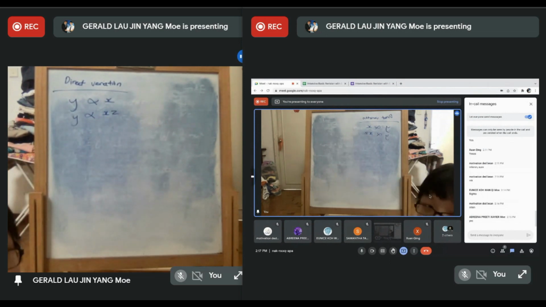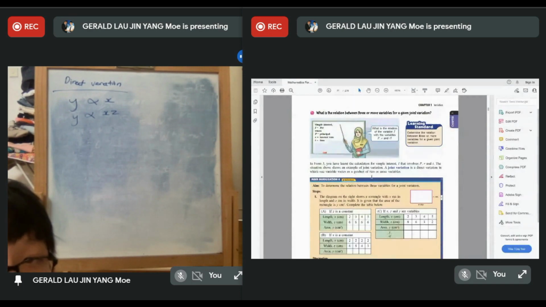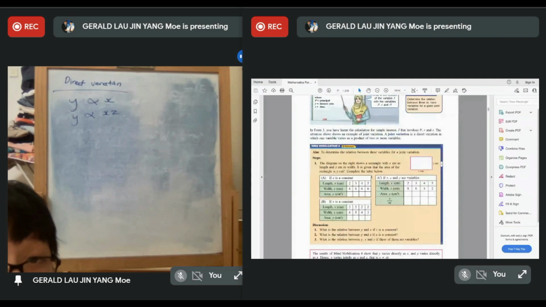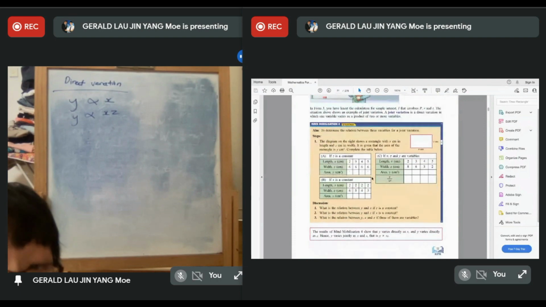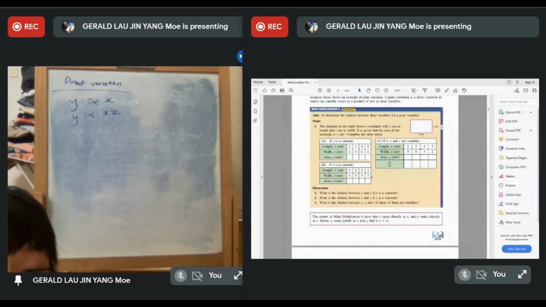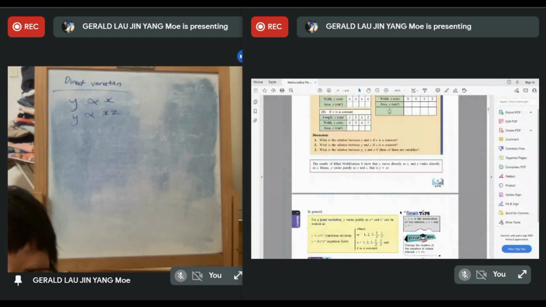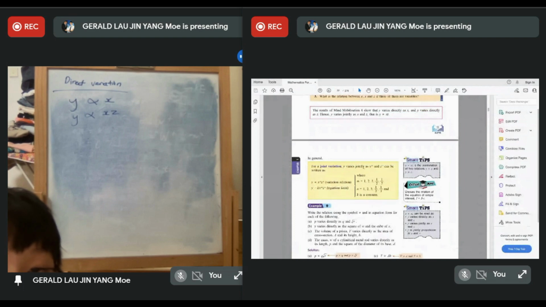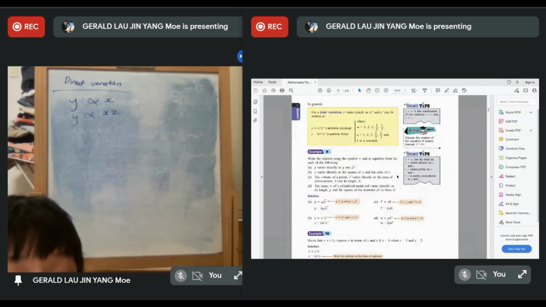Okay, so you look at this example. A joint variation is a direct variation in which one variable varies as a product of two or more variables. That means you need two or more variables. So y alpha x^m z^n. Okay, y varies directly as x^m and z^n. Okay, this one is not too important.